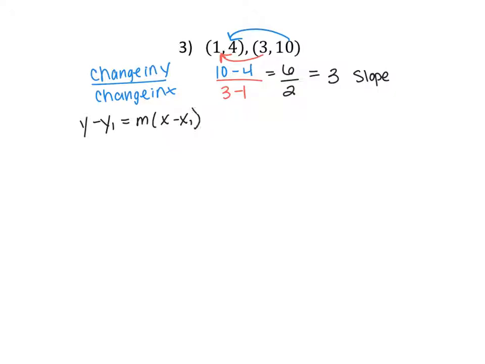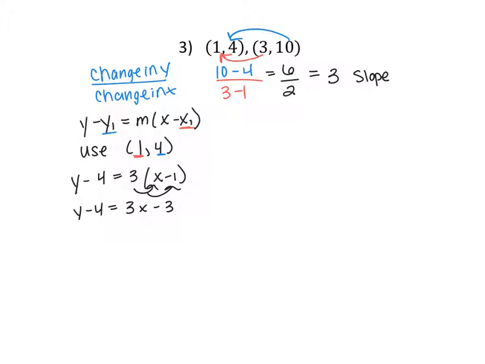So let's do that. It doesn't matter which point you substitute, you should end up with the same equation at the end. So let's specify that we're going to use 1, 4 as our point. So the y is going to be 4. Your slope we already know is 3. The x is going to be 1. So we rewrite this as y minus 4 is equal to 3 times x minus 1. And let's go ahead and distribute the 3 into the parentheses. So y minus 4 is equal to 3x minus 3.